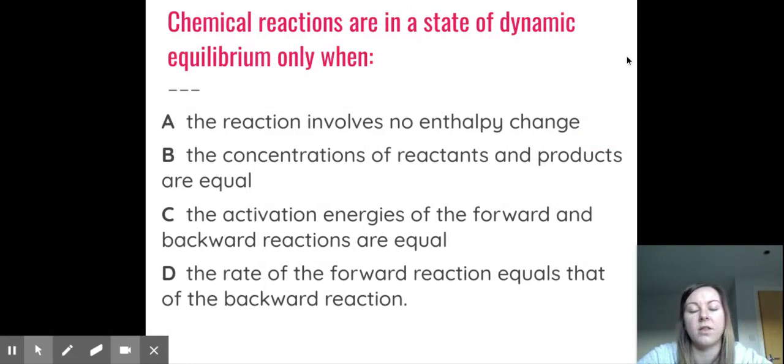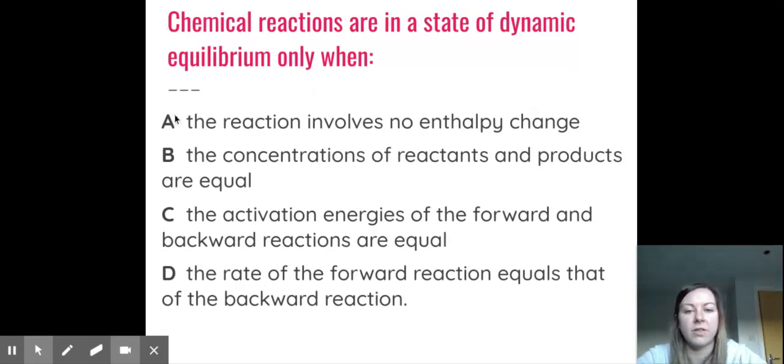So let's have a little question then. This is a typical multiple choice question. Chemical reactions are in a state of dynamic equilibrium only when A, the reaction involves no enthalpy change, B, the concentrations of reactants and products are equal, C, the activation energies of the forward and backward reactions are equal, and D, the rate of the forward reaction equals that of the backward reaction.